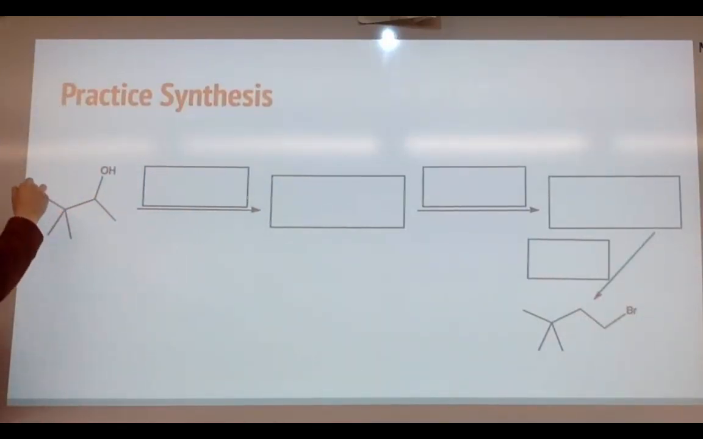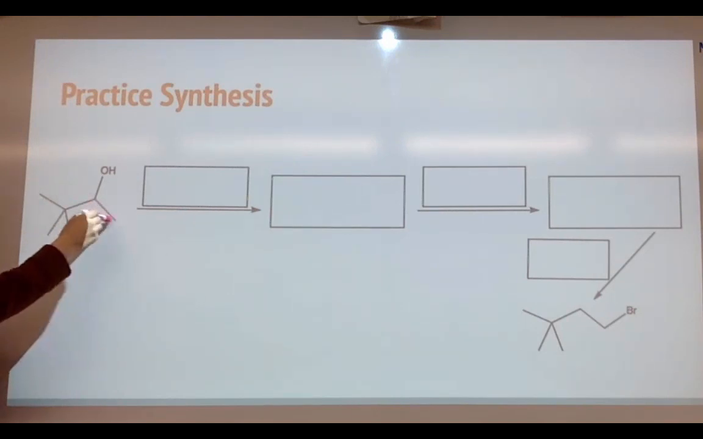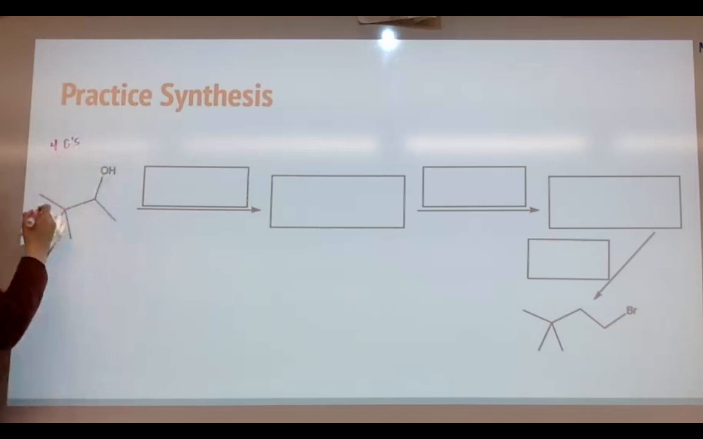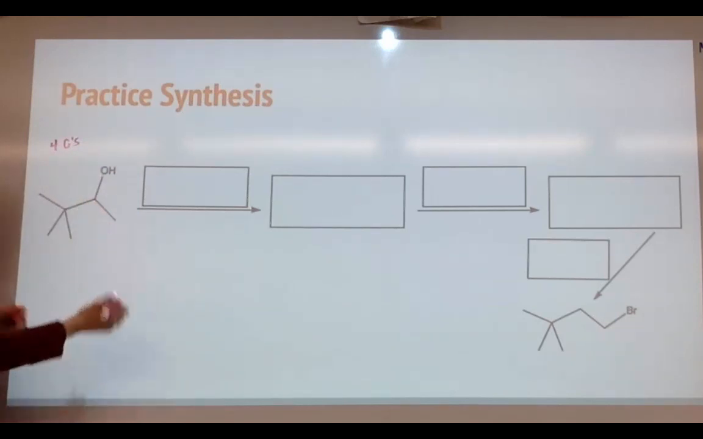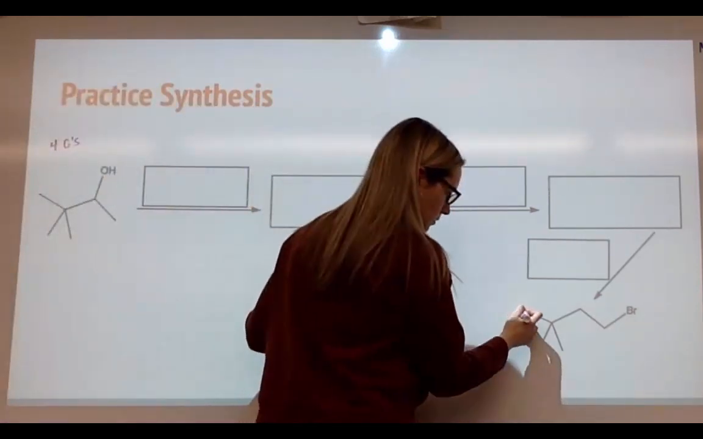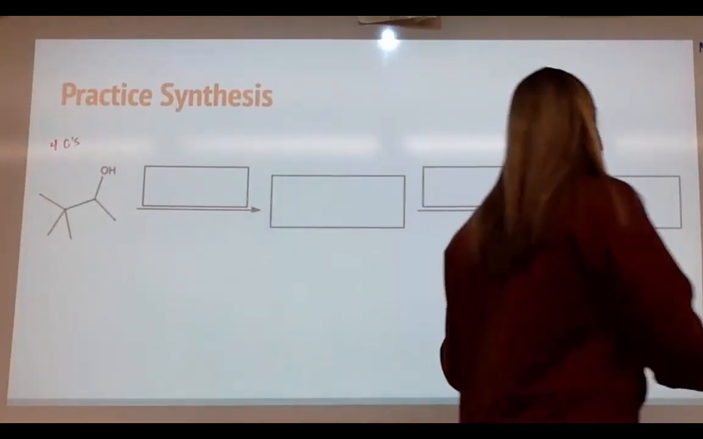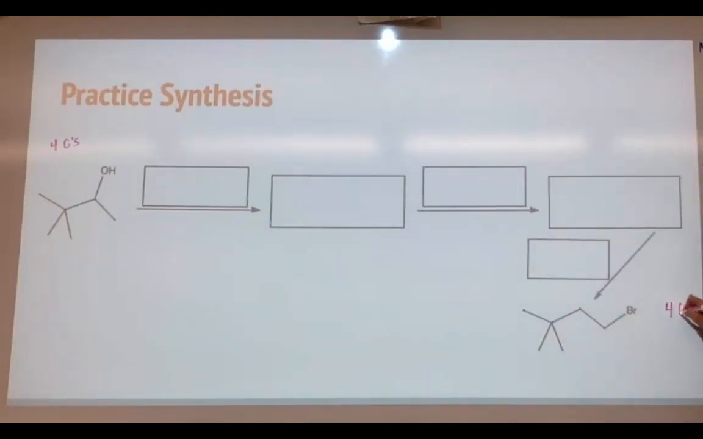In my parent chain, 1, 2, 3, 4 carbons. So 4 C's in the parent chain. I look here, 1, 2, 3, 4 carbons in the parent chain. So both of these have 4 carbons in the parent chain. Notice you have the 2 methyl groups off of carbon 2, so we don't have to worry about chain elongation.